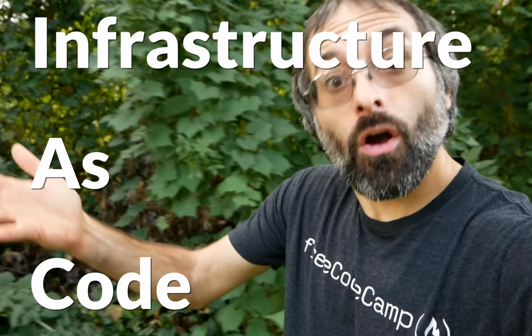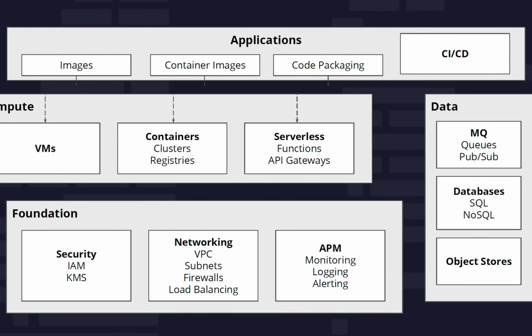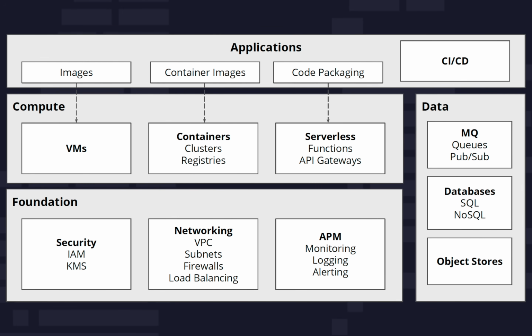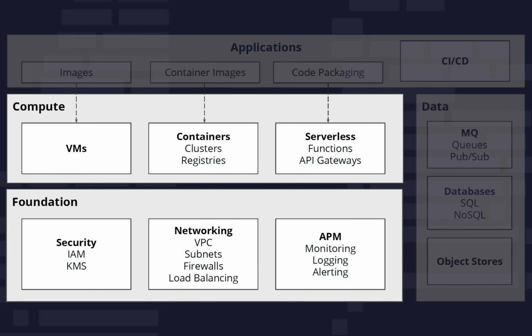To put it simply, it's setting up your infrastructure as code. By infrastructure, I mean all the different things needed to deploy your software into a cloud environment. That can mean things like virtual machines, containers, or serverless functions. Infrastructure also means all the other pieces of infrastructure you need to set up to make that successful. That can be security, like IAM and KMS, or networking, or some of the monitoring and logging capabilities.